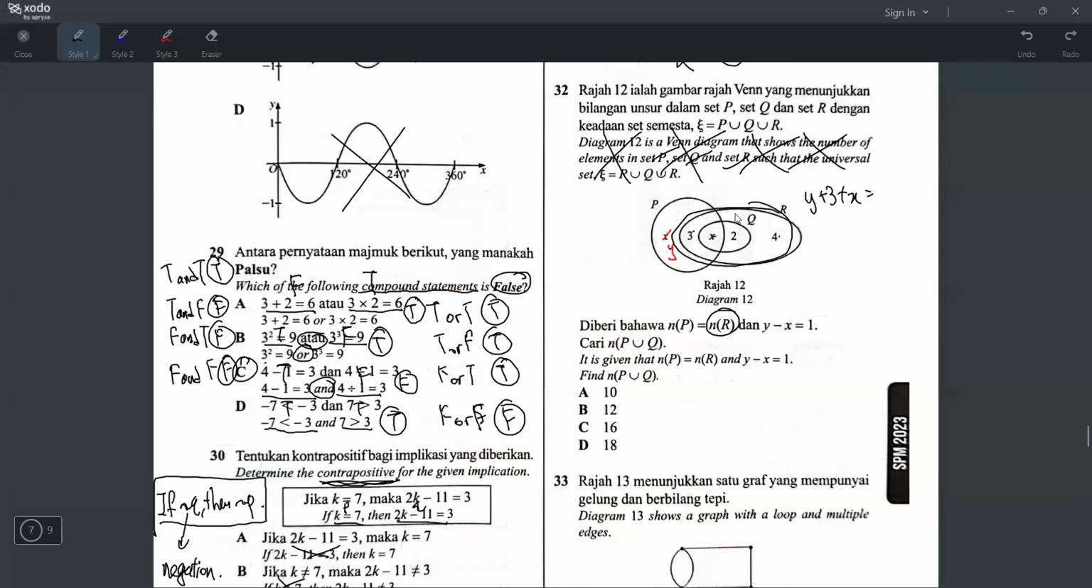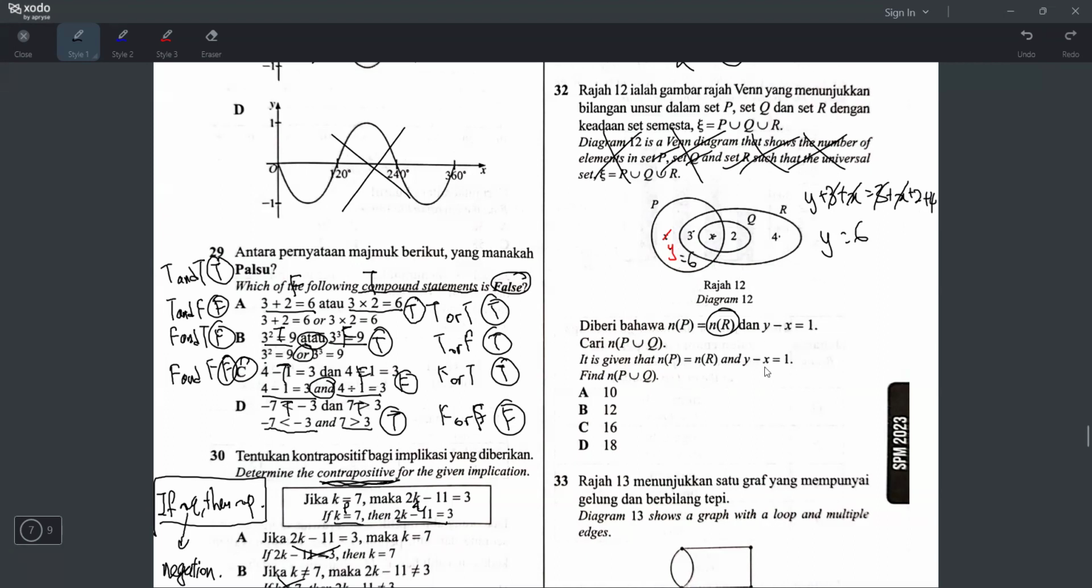R is this circle. So what is the number of elements? You can just take all these numbers add together. 3 plus X plus 2 plus 4. All these numbers memang represents number of elements. So X dengan X boleh potong. So boleh cari Y. 3 minus 3 also can cut. So Y equals 6. So that means this is 6. Y is equals to 6.